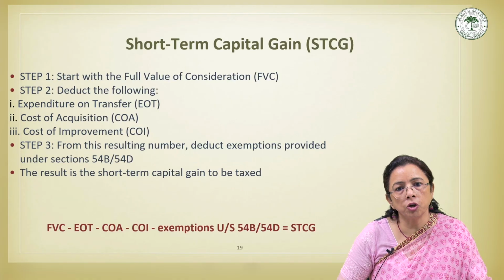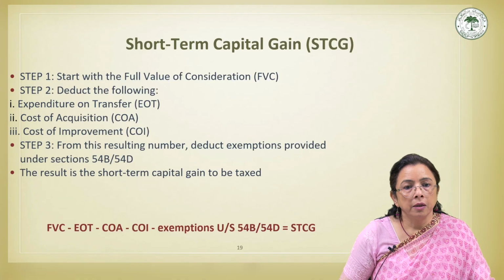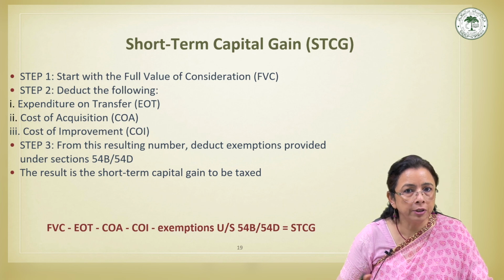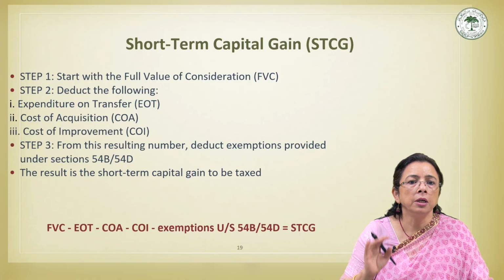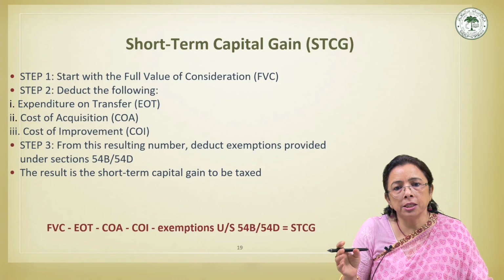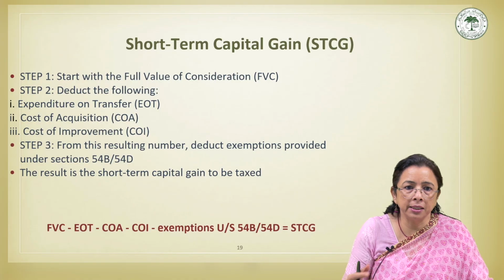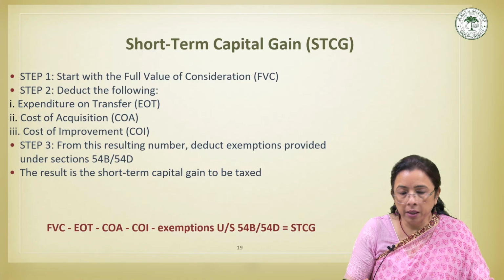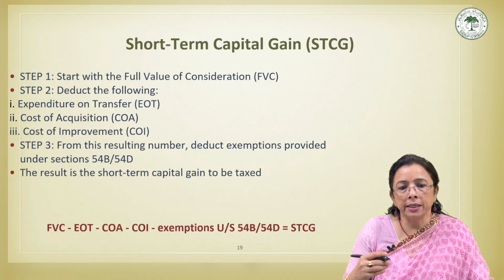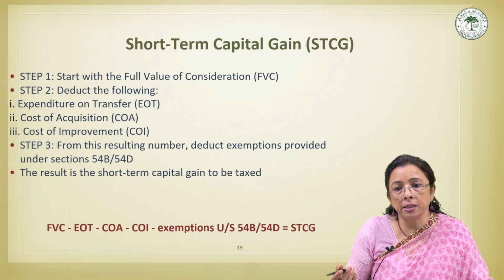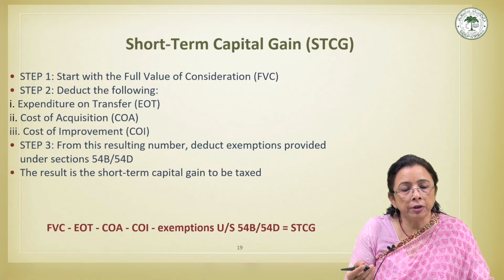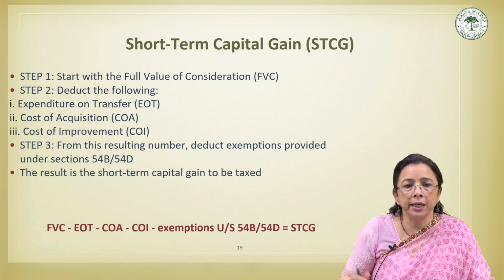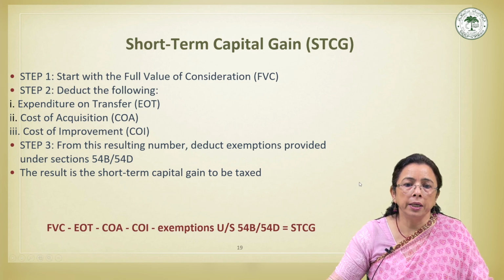Now we come to the short term capital gain. We start with FVC, obviously, because the basic formula is the same for both cases, whether short or long. So how much money did the assessee receive from selling the asset, that is FVC? Maybe whatever amount, then you have to deduct all the expenses. We don't tax the entire amount. Why? Because the assessee has incurred the cost. So we deduct three things, that is expenditure on transfer, cost of acquisition and cost of improvement.